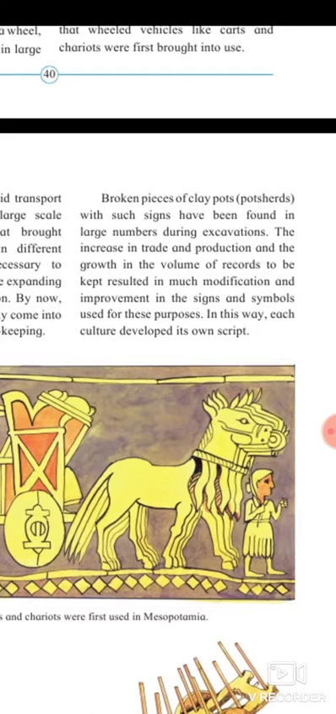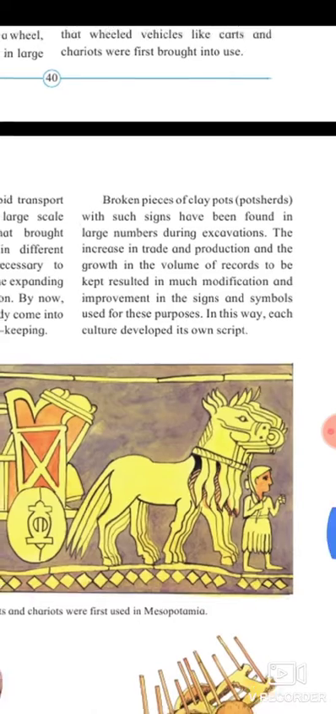Broken pieces of clay pots, potsherds with such signs have been found in large numbers during excavations. The increase in trade and production and the growth in the volume of records to be kept resulted in much modification and improvement in the signs and symbols used for these purposes. In this way, each culture developed its own script.